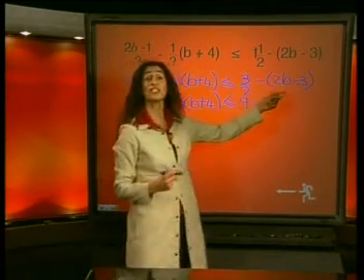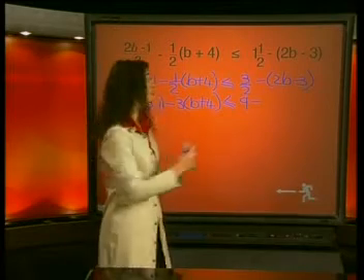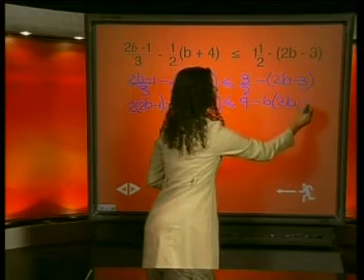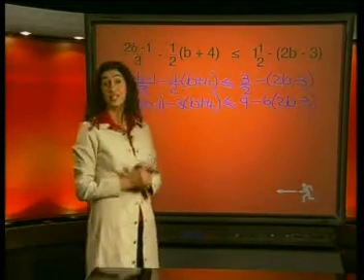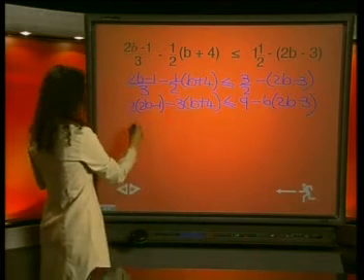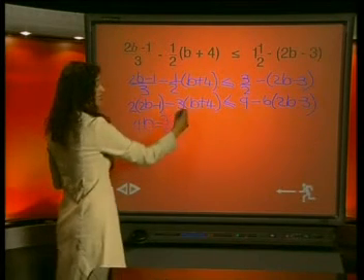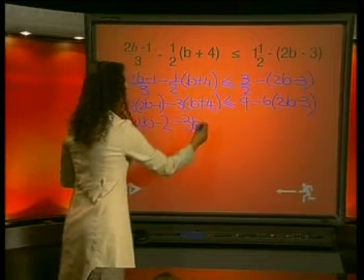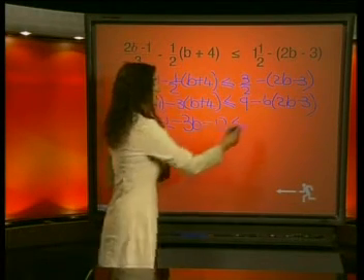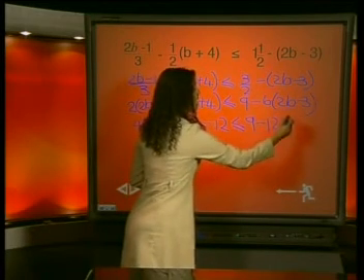And lastly, this denominator is a 1. So what did I do to the 1 to give me 6? I multiplied by 6. So we multiply the numerator by 6. Now we just need to multiply out using the distributive law. So we get 4b minus 2 minus 3b minus 12 is less than or equal to 9 minus 12b plus 18.